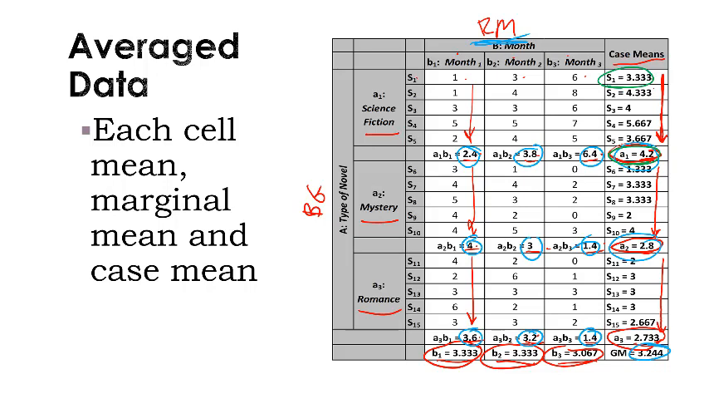I'm doing that 1, 2, 3, 4, 5 times. And then when I get to the 6th person, I'm switching over to this mean and doing it 1, 2, 3, 4, 5 times. And then when I get to the 11th person, I'm switching over to this mean and doing it 1, 2, 3, 4, 5 times.